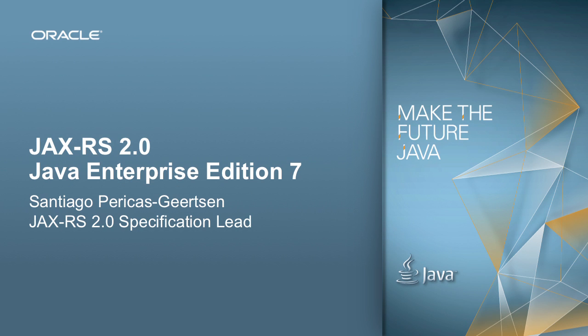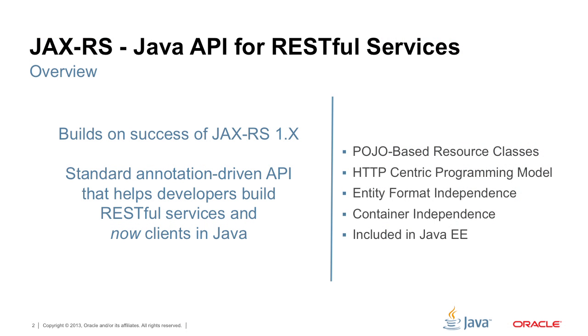I am the JAX-RS 2.0 specification lead, and today I'm going to talk about JAX-RS 2.0, which is part of Java Enterprise Edition 7. Before we start with the new features, I'd like to give an overview of JAX-RS and where we come from. First of all, JAX-RS 2.0 builds on the success of JAX-RS 1.x, which is an annotation-driven API to build RESTful web services. But one of the things that we've added in JAX-RS 2.0 is the ability to also write clients for these services. So that's one of the new features we're going to be talking about today.